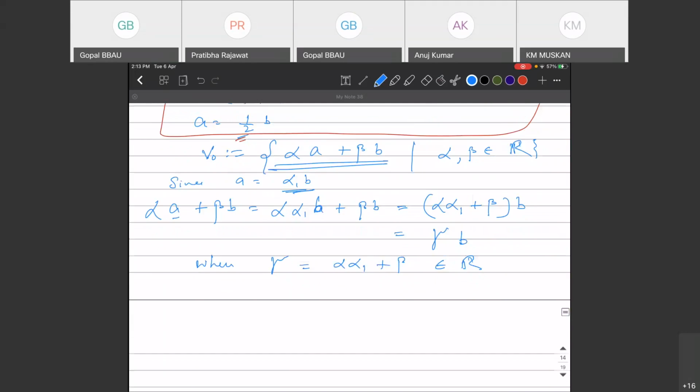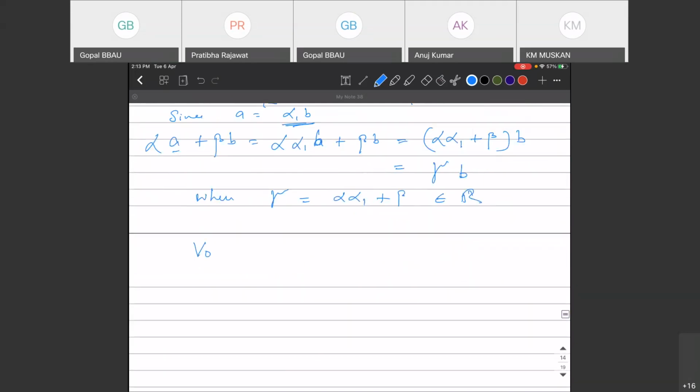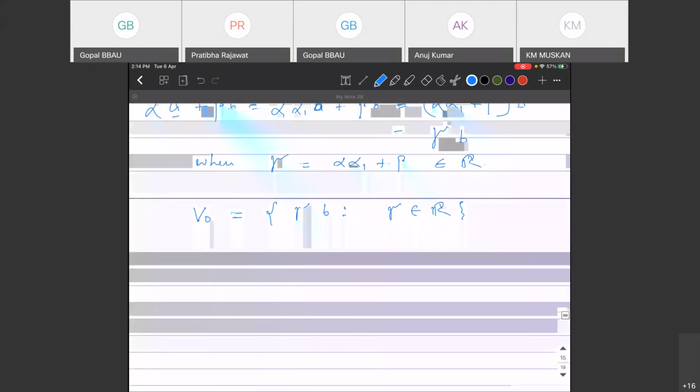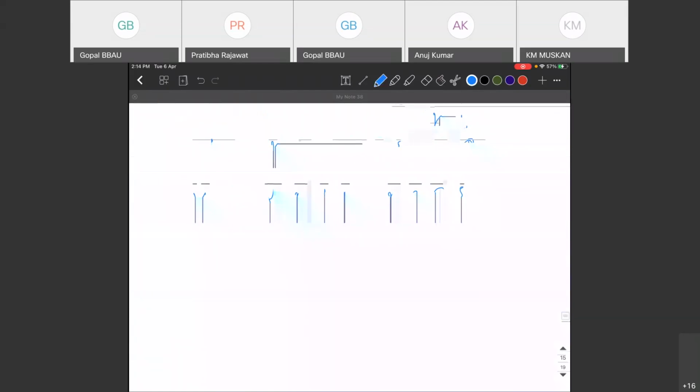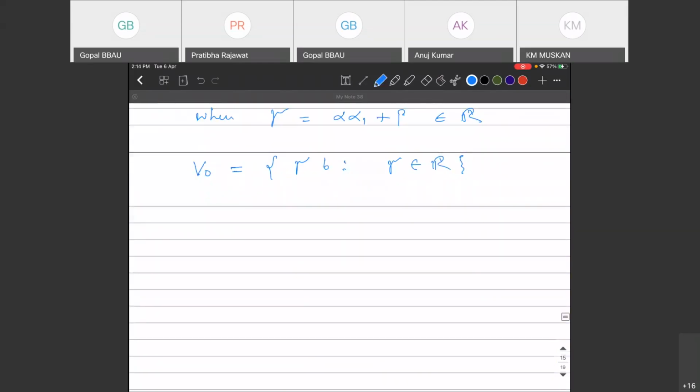Okay. So this V naught is nothing but gamma B, where gamma is any real number. Gamma is any real number. Okay, do you know what this V naught represents in R3? Can anyone tell me?